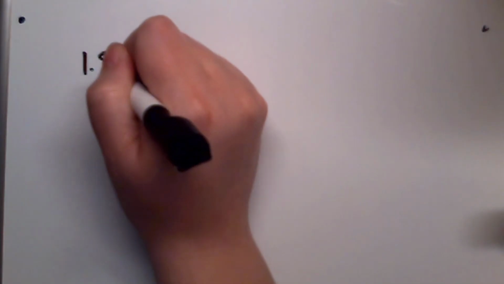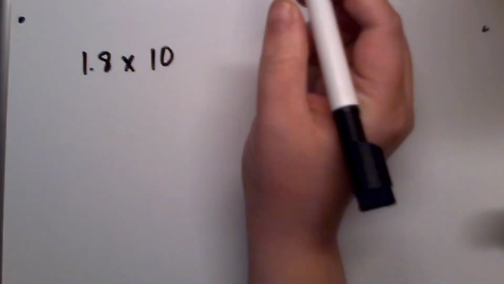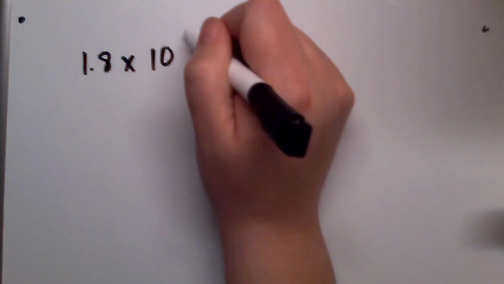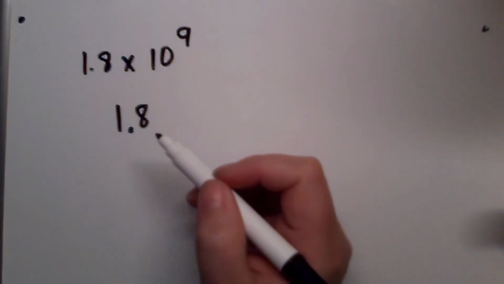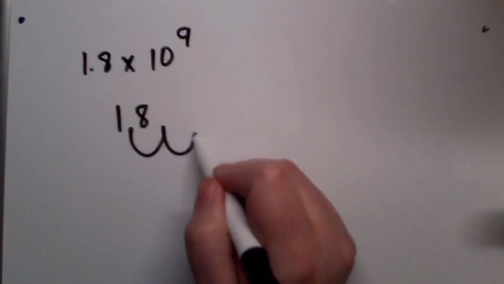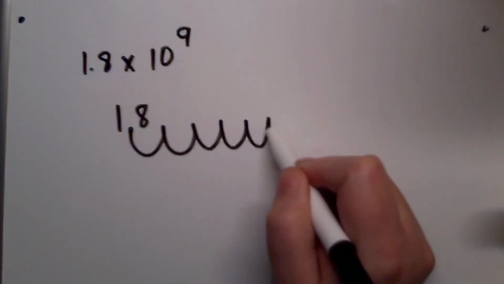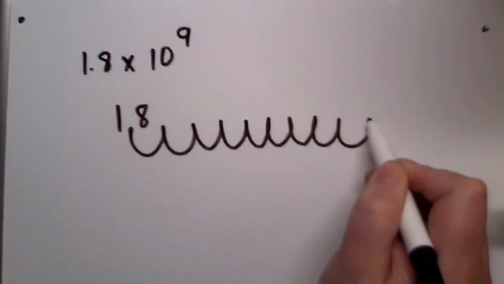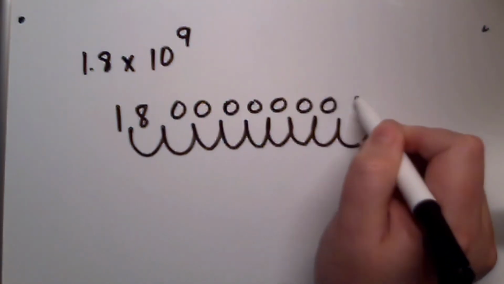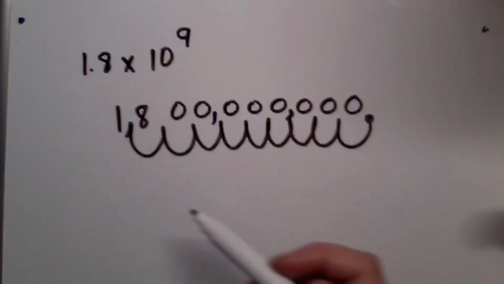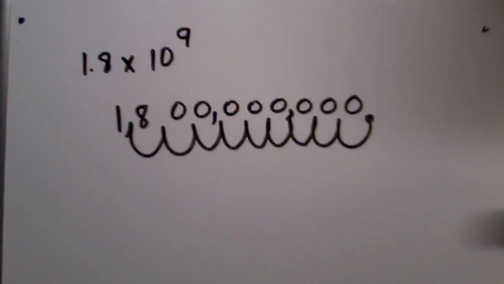Let's do one more example. Let's do 1.8 times 10 to the 9th. So again, we write down our 1 and our 8, and we're going to move that decimal point to the right 9 spaces. 1, 2, 3, 4, 5, 6, 7, 8, 9. We fill in our zeros. Now we have a number that is 1,800,000,000. So it's a very large number written in a shortened form.